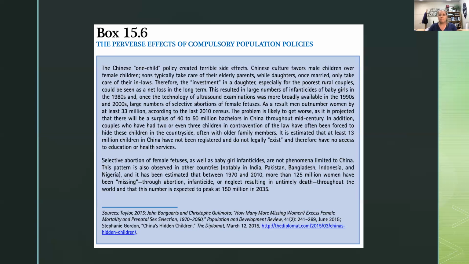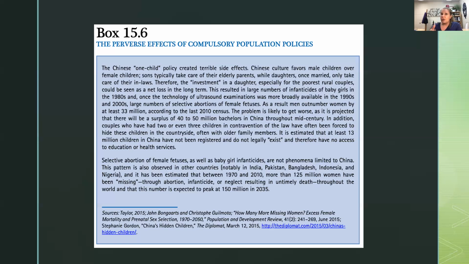those children become essentially undocumented in their own country. They're kind of like hidden away from society, and therefore they don't have any documentation, so they don't have access to education or healthcare or travel the same way that people who are documented are. It's estimated that about 13 million, and I'm going to say that this is a drastically underestimated measure, but about 13 million children do not legally exist inside of China and have no access to services.